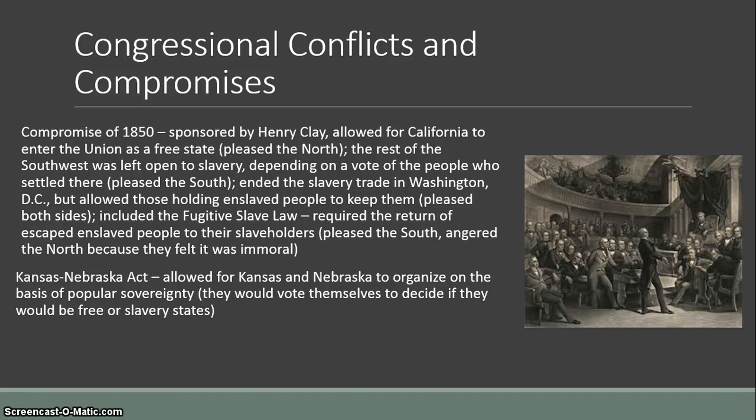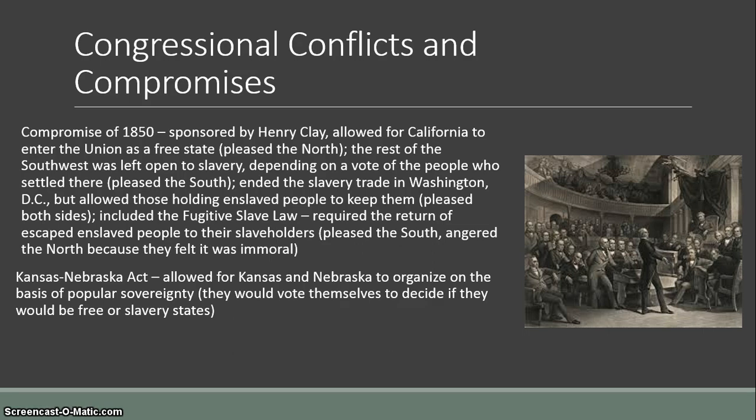And they also got one other thing that's pretty drastic. It included the Fugitive Slave Law, which required the return of escaped enslaved people to their slaveholders. So even if you were a slave in the South and you escaped to the North, a free state, if you were caught in the North, you could still be dragged back down to the South and put back into slavery. And this made the North mad. They felt this was immoral, this is wrong. How could our government do that? But it also pleased the South. And this is another tension.